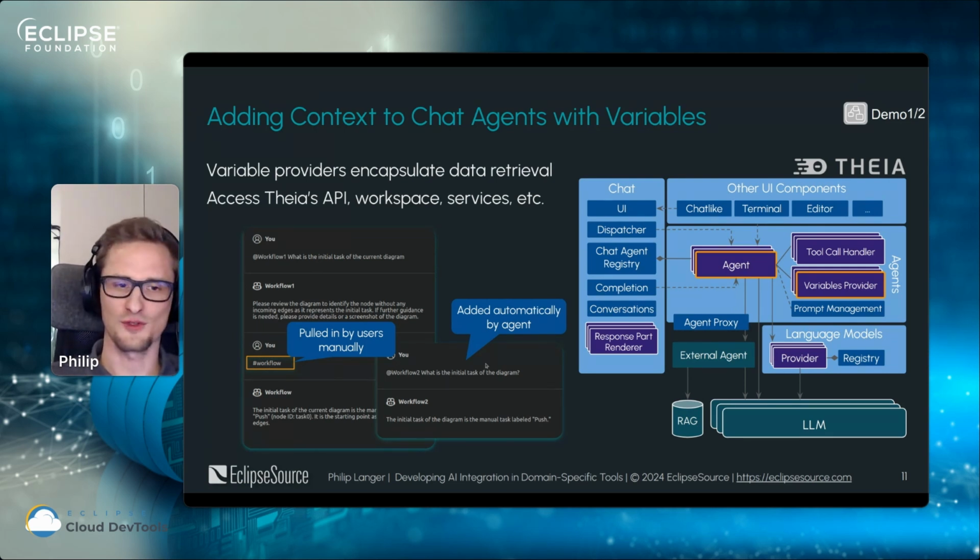I won't show this in a demo to save a little bit of time, but essentially it looks like that. So you can ask, what is the initial task of the diagram? Here with our previous agent, the workflow one, it wouldn't be able to give any answer, but if you then give it workflow, then it can actually give the correct answer, because workflow will be resolved into the state of the diagram in a certain format based on which the LLM can provide a reasonable result. And we can even achieve the same thing if we always give the agent access to this variable, and then it could give us the answer right away.